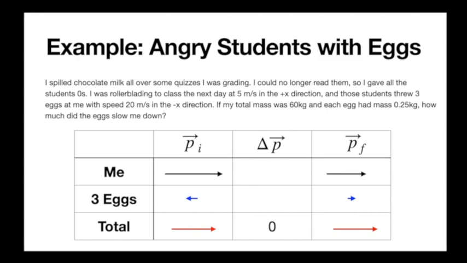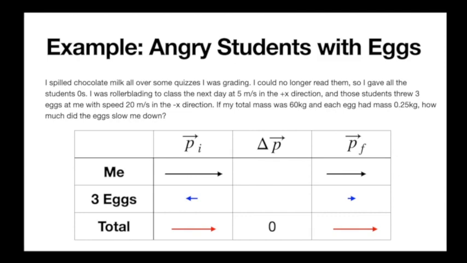The eggs were moving this way and then hit me, stuck to me, so now they're moving the other way. We'll see this quantitatively, but their final speed is going to be smaller than their initial, because they were moving 20 meters per second to start with. So no matter what, if they stick to me and I'm slowing down from 5 meters per second, they're going to be moving slower than they were originally, or have a smaller magnitude of momentum.